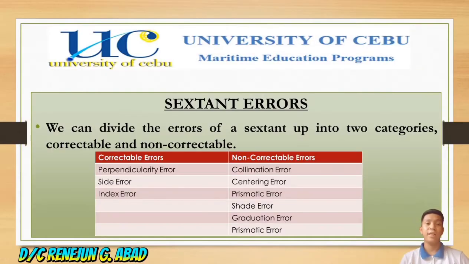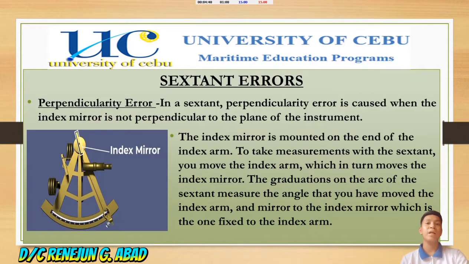Now let's move to the sextant errors. The sextant errors are categorized into two: correctable and non-correctable. For correctable errors, we have perpendicularity error, side error, and index error. For non-correctable, we have collimation error, centering error, prismatic error, shade error, and graduation error. For the perpendicularity error, in a sextant, perpendicularity error is caused when the index mirror is not perpendicular to the plane of the instrument.